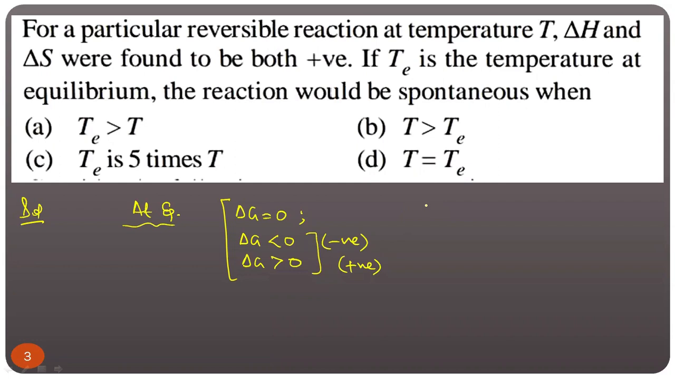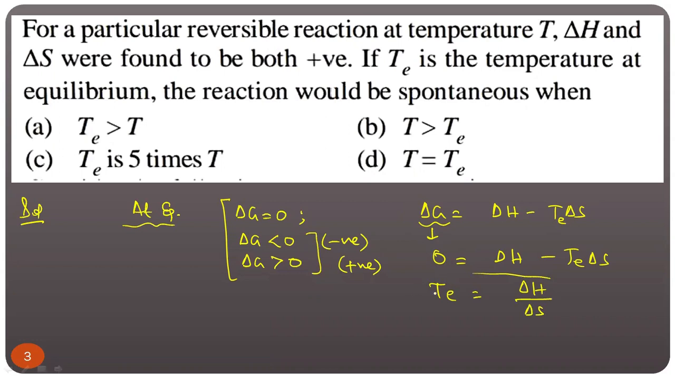Now we know delta G is equal to delta H minus T delta S, and T is the equilibrium temperature, so put it here. Delta G is equal to 0 at equilibrium, so delta H minus T_E delta S equals 0. Clear? So T will be equal to delta H upon delta S. This is at the equilibrium condition.